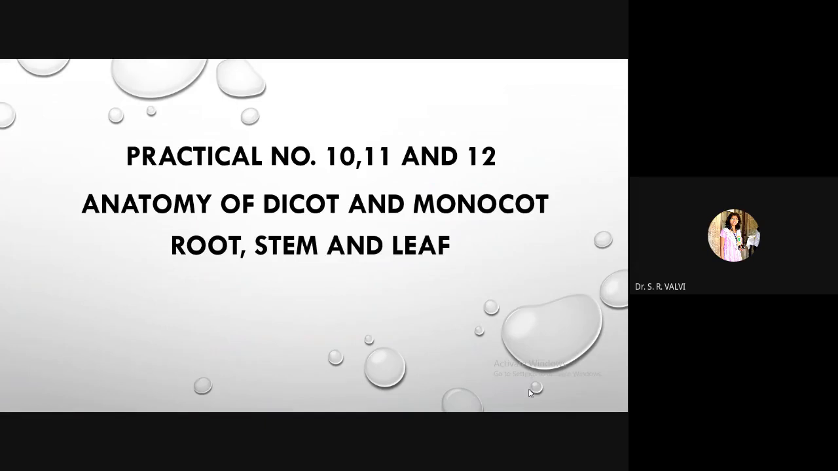We are going to learn practical number 10, 11, and 12. That is anatomy of dicot and monocot, root, stem, and leaf. It's very difficult to take this practical in an online mode, but due to the second wave of COVID-19, we are forced to sit at our homes. So please cooperate and learn these practicals in an online mode.